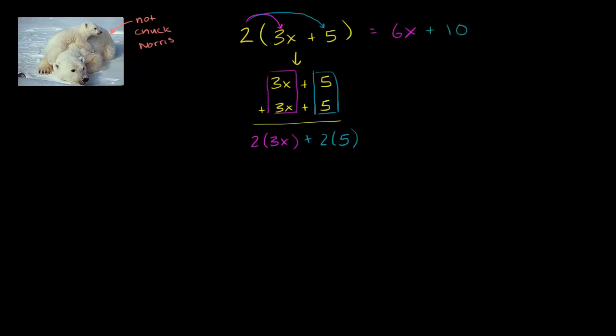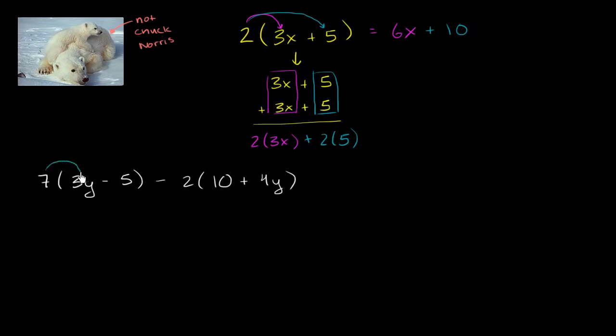So let's say that I had 7 times, let's say, 3y minus 5, minus 2 times 10 plus 4y. Let's see if we can simplify this. Well, let's work on the left-hand side of the expression, the 7 times 3y minus 5. We just have to distribute the 7.